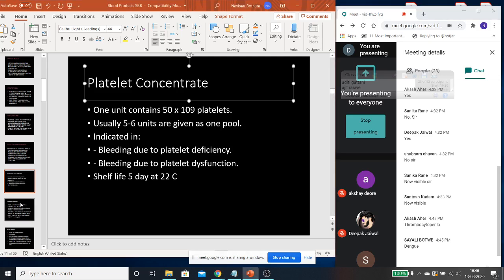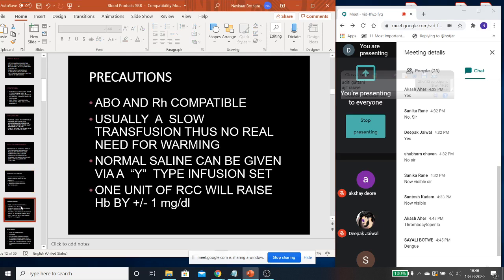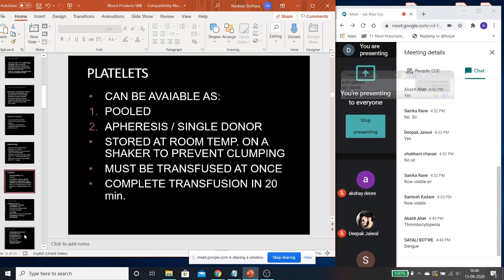Then next is the care that has to be taken. If whole blood is there, then everything has to be checked. Slow transfusion, no real need of warming if a very small quantity is given. And normal saline can be given along with a Y-type infusion set. That means from one side the concentrate will go and from the other side saline will go.